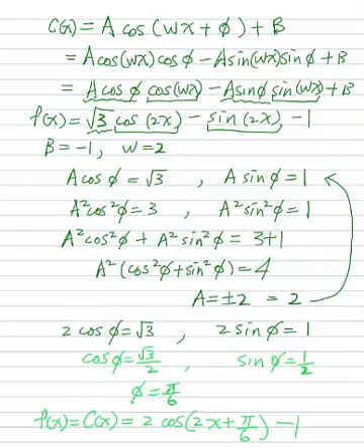Divide both sides of each equation by 2. Cosine of phi equals root 3 over 2. Sine of phi equals 1/2. The angle that satisfies both equations is pi over 6, so phi equals pi over 6. Substitute into C of x. We have f of x equals C of x equals 2 cosine of 2x plus pi over 6 minus 1.